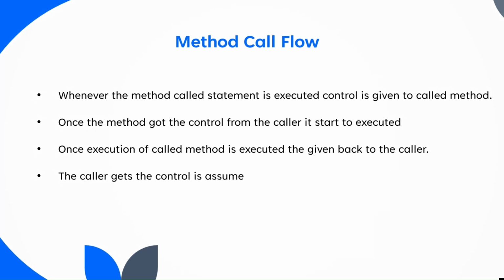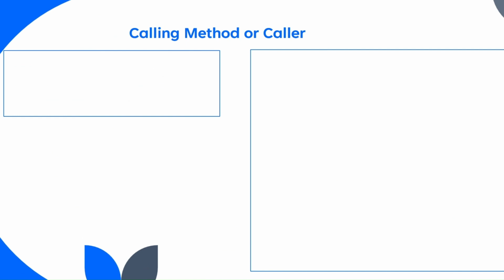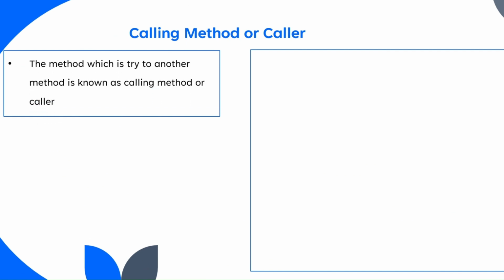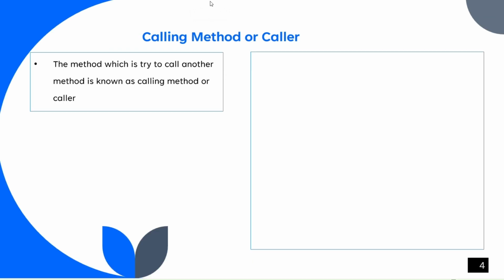The next one is a calling method or caller. Basically, it is the method which tries to call another method. That means the method which is trying to call another method is known as a calling method or caller. Let's take one example to understand the calling method or caller.